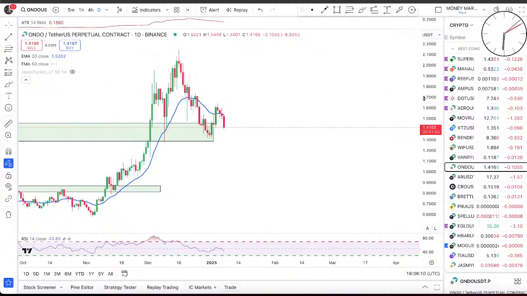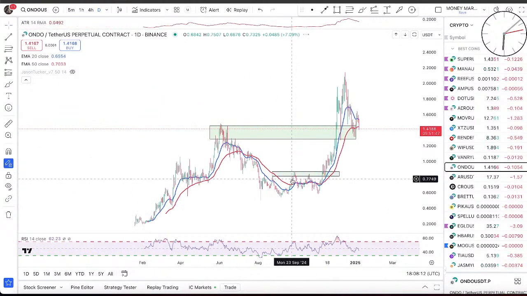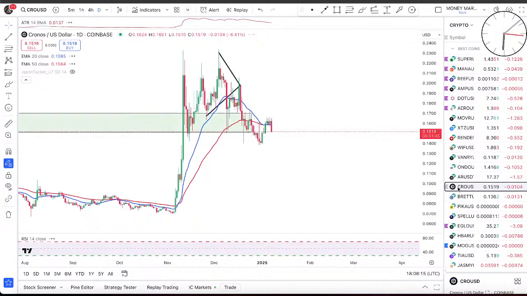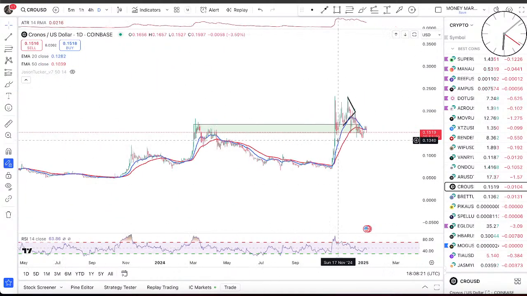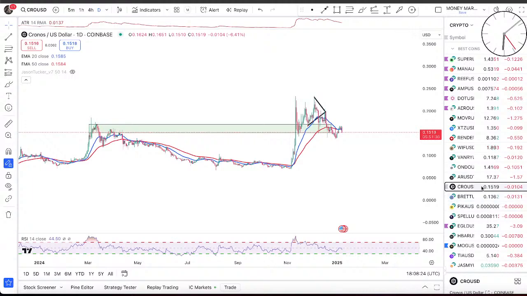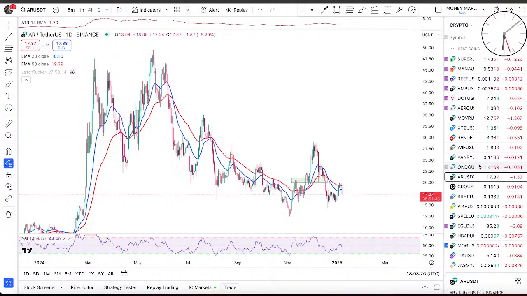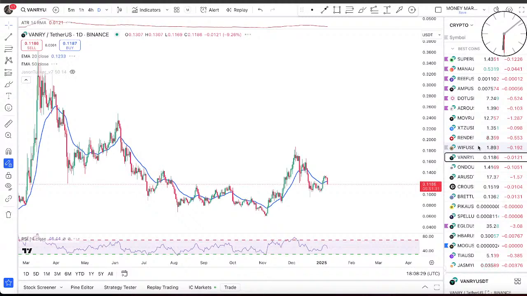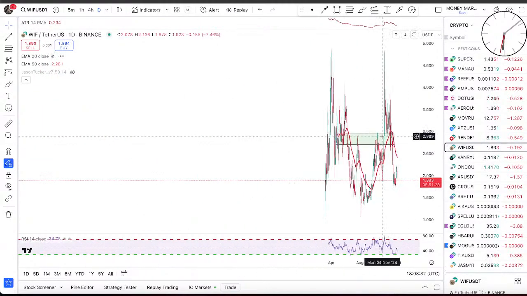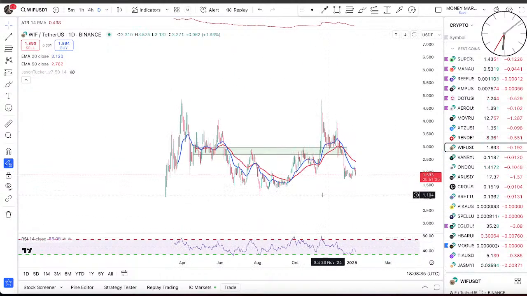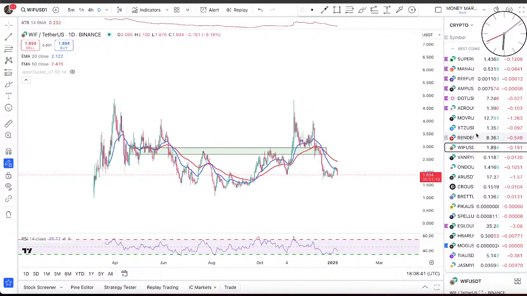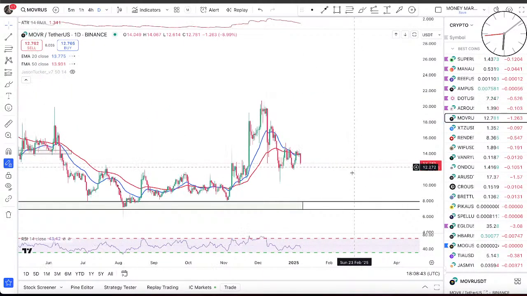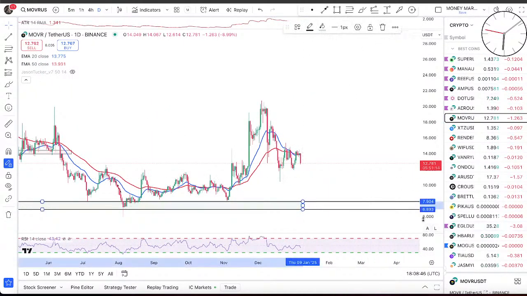Ondo is a very good investment for now. It is at the highest point, or CRO, 15 cents only. Take it and just forget about this coin. CRO, if you have spare money, just take it and don't think about it. WIF is again a good one, but that has already pushed up. One of my investments as well on WIF. Mover was one of my investments. I'm waiting for it to come down to $6. I'm going to buy it again.